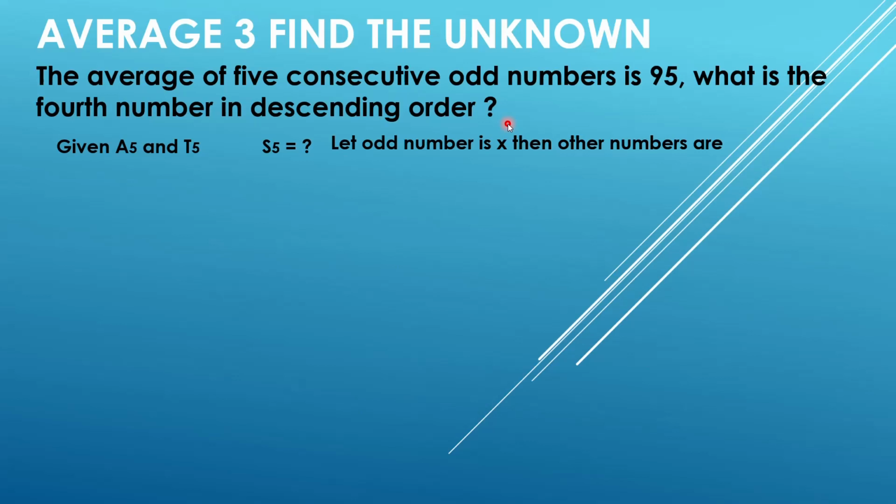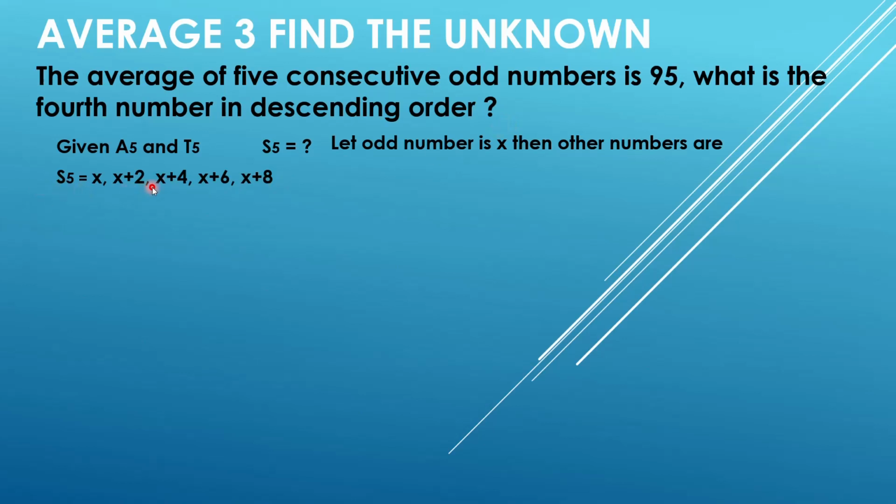So let the odd number be x. Then what will be the next one? The next one is x plus 2, right? If we say 1, then the next number is 3, so x plus 2. So s5 is like this: x, then x plus 2, then x plus 4, then x plus 6, and then x plus 8.